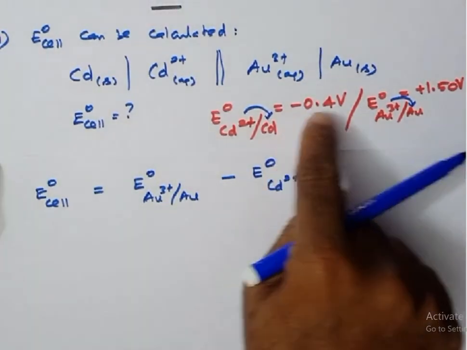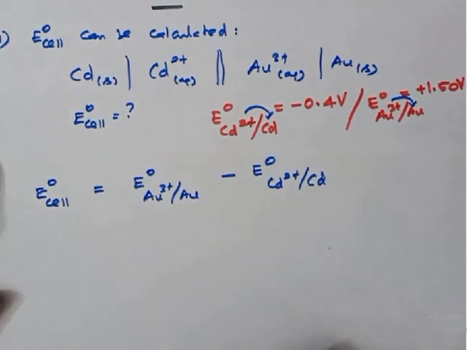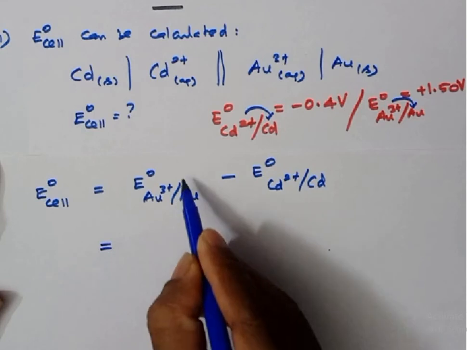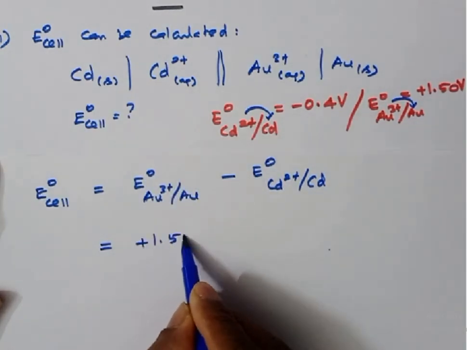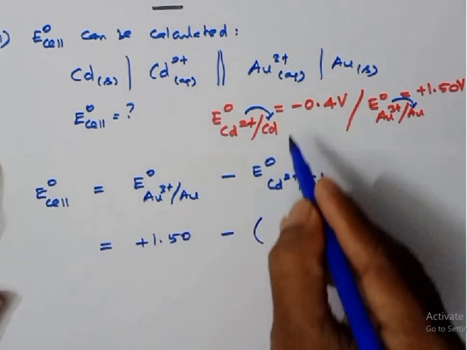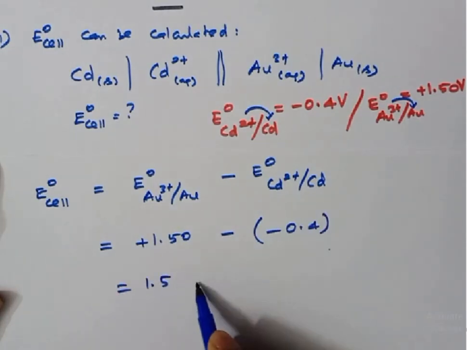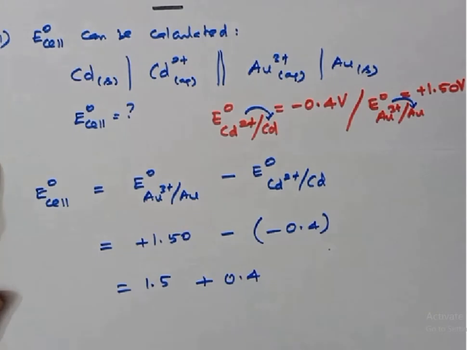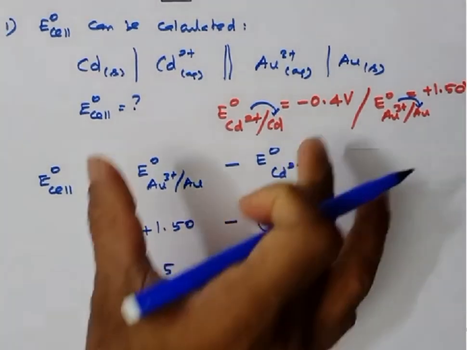If the potentials given are reduction potentials, then you can use this formula directly. What's the value of this? The value is given, +1.50 volt, and here we have a minus sign. And what's the potential of this? -0.4. So 1.5 plus 0.4, you'll get 1.90 volt, right? This is the cell potential of this cell.